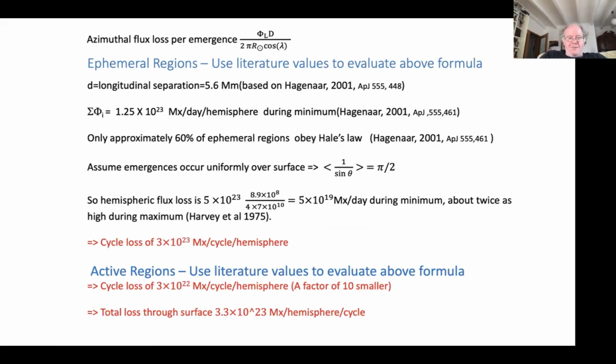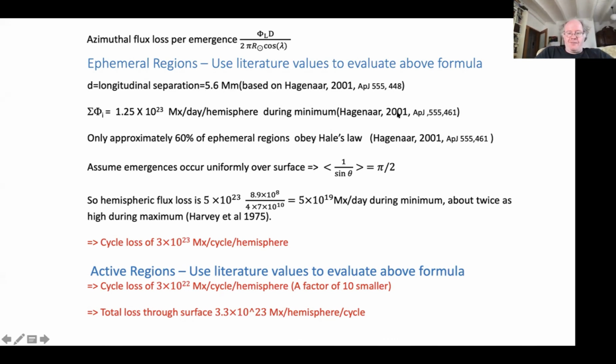Fortunately, we don't have to go out and measure it ourselves. Lots of observers have in the past done an extremely good job of measuring all these little emergences. For example, Hagner in 2001 measured the separation of bipolar pairs to be about 9 megameters on average. If you consider the random orientation in terms of longitude and latitude, then the longitudinal separation on average is about 5.6 megameters.